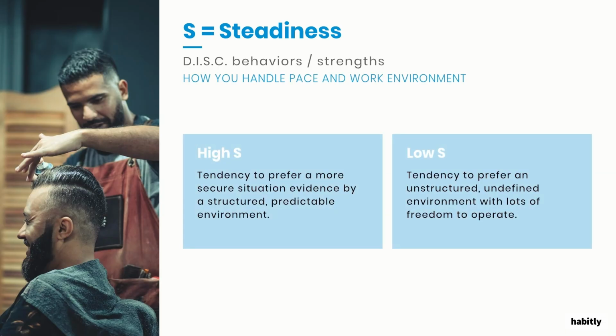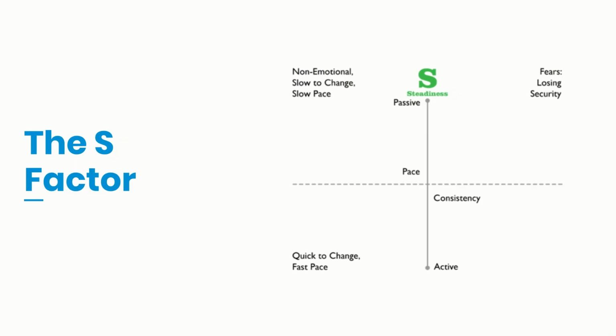Let's move on to the S, steadiness, how you handle pace and work environment. The high S is someone who does not like change, can be skeptical, likes working on a small team, and does not like risk. But they're usually really good on process, and they're loyal team members because they don't like change. The low S is somebody who likes more of an unstructured environment. They're not as good with process typically, and they like a lot of freedom to operate, and they're comfortable with risk. So you have some different contrast there in your work environment.